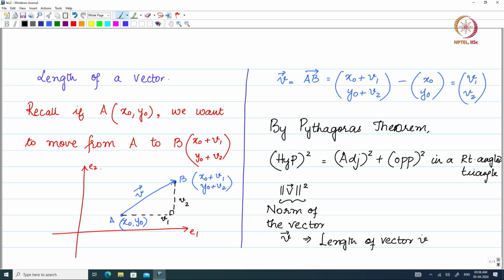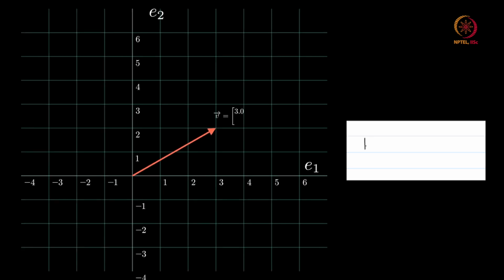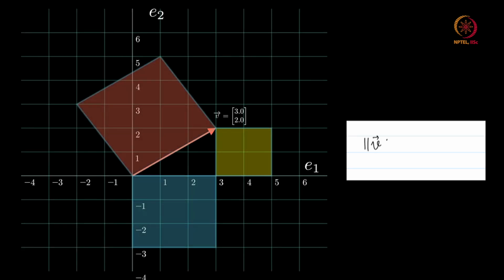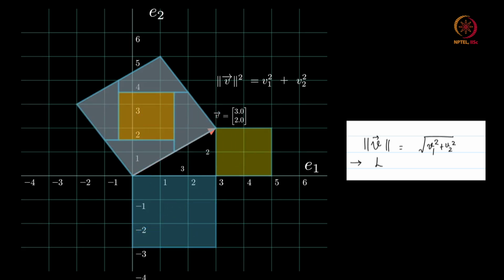And how is it given? By Pythagoras theorem we know that this is equal to v 1 square plus v 2 square, and therefore, the length of v, the distance that we have travelled, is basically square root of v 1 square plus v 2 square. Now, this is what we are going to call the Euclidean norm of the vector v.